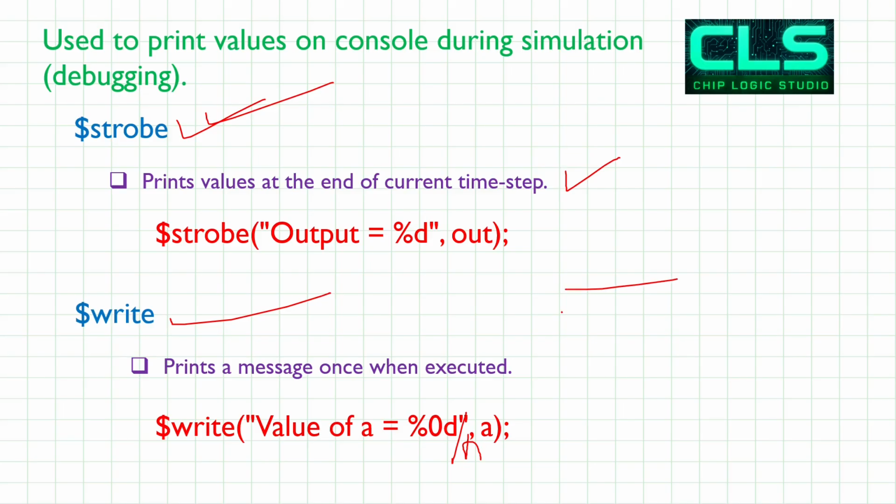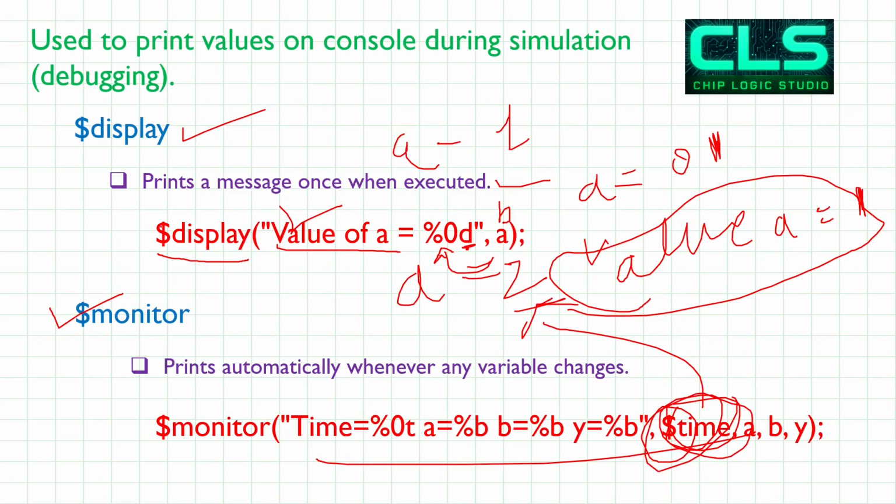For example, if there are 2 statements, it will directly print 2 statements, one statement in this, one statement in this. For $display, it will print this statement, then in the next line you will print the second statement. So this is the difference between $write and $display, but we will use mostly $display, and $strobe is similar to $display, but the execution time is different.